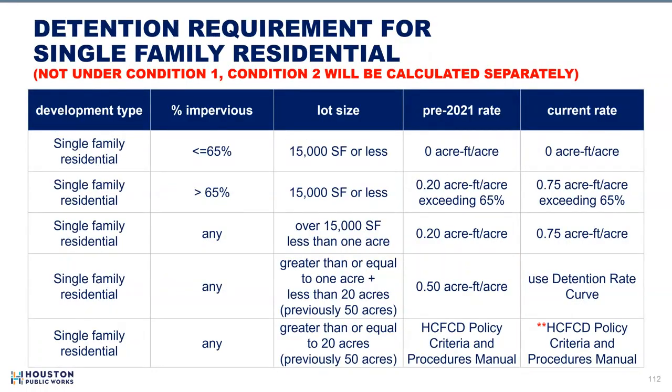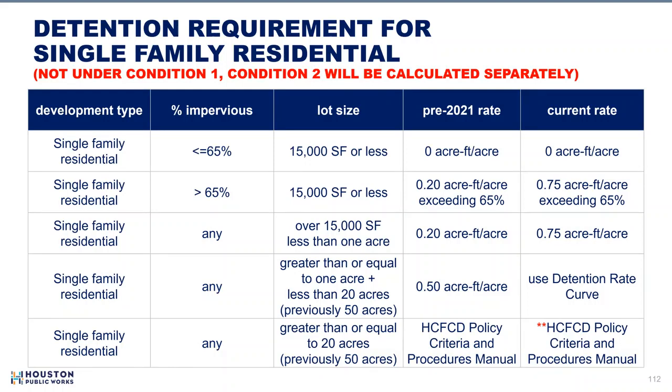So the next slide, what I try to show is to compare under what condition what detention requirement you have to use. Remember that we talked about condition number 1 and condition number 2. If you don't subdivide and you don't have a shared driveway, then for single family residential, if they are less than 15,000 square feet and less than 65%, then you don't have to provide any detention. And that'll be the same thing as last year's publication.